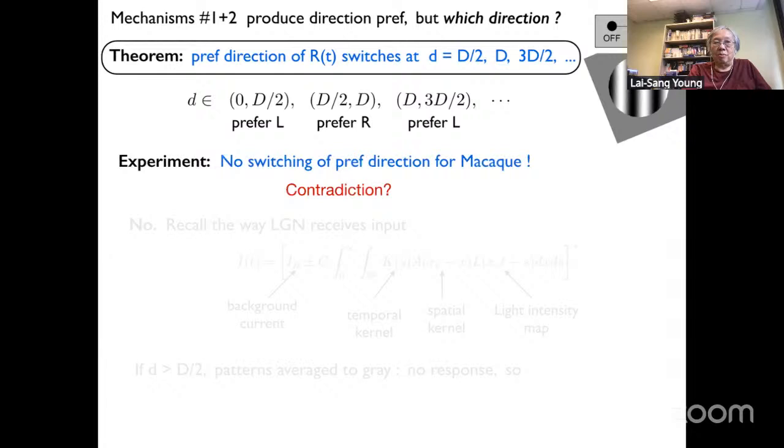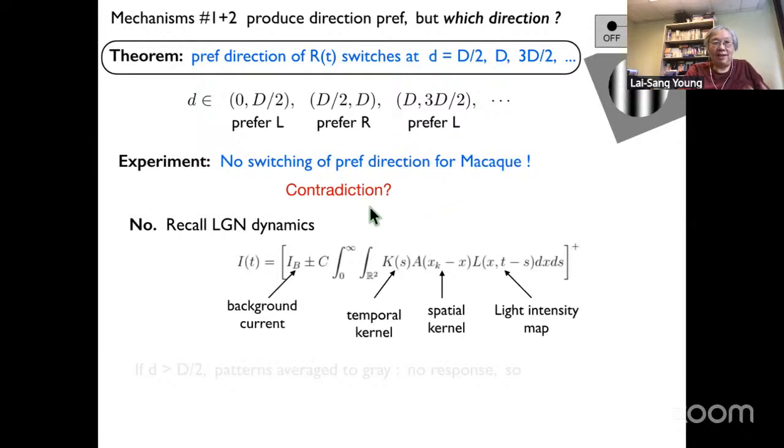But wait a minute, experiment says no switching of preferred direction. So are we in trouble? So this says mathematically it switches in direction. There's no question about that. But experiments show there's no switching in direction. Fortunately, it is not a contradiction, for the following reason.